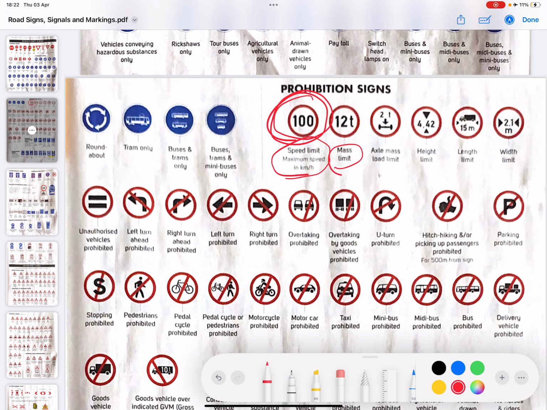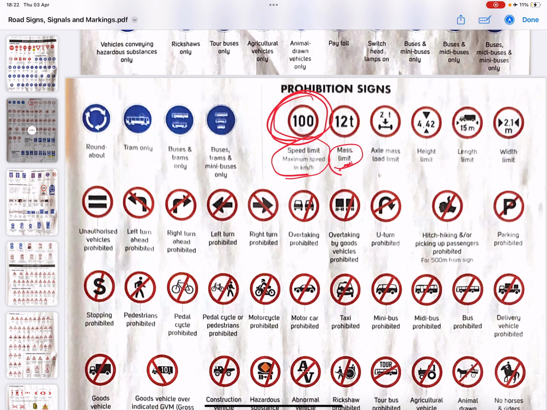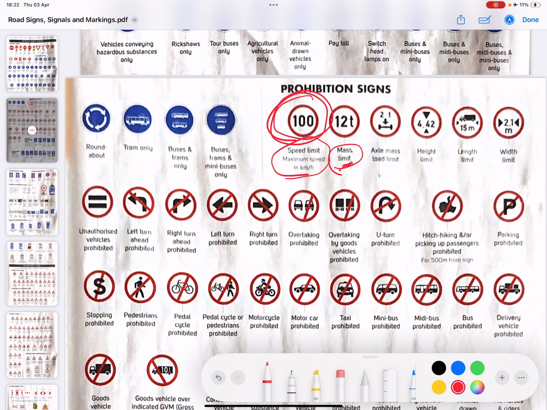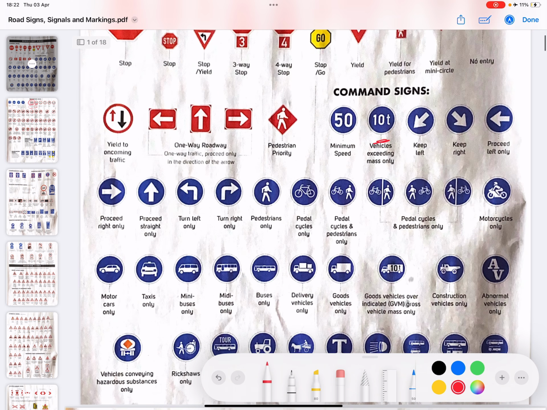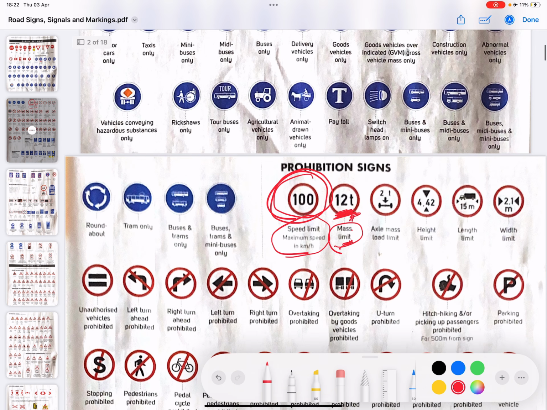The mass limit now talks about the vehicle class. The type of vehicle that is not allowed here is a vehicle that weighs 12 tons and above. Here they say vehicles that weigh 10 tons and above must drive here, while here they say vehicles that weigh 12 tons and above must not drive here. The axle mass of your vehicle: if your vehicle has an axle mass of over 2 tons, you must not drive here.